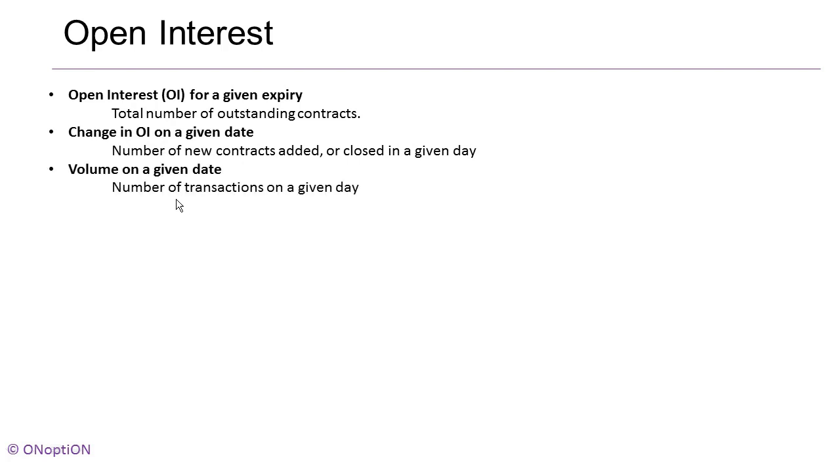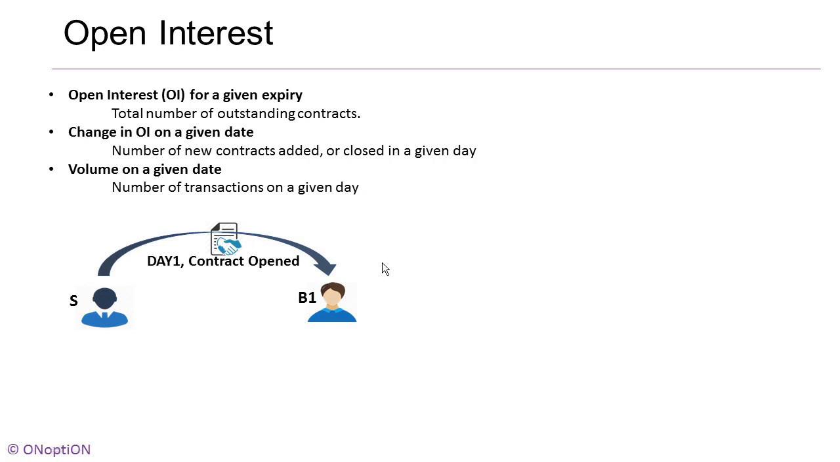But volume is nothing but how many transactions happened on a particular day. That is known as volume on a given date. This is measured in absolute numbers, not in lot sizes. Let's see with some visual explanation. There is a seller who is creating a new options contract on day 1, and there was a new buyer, he bought the same contract.